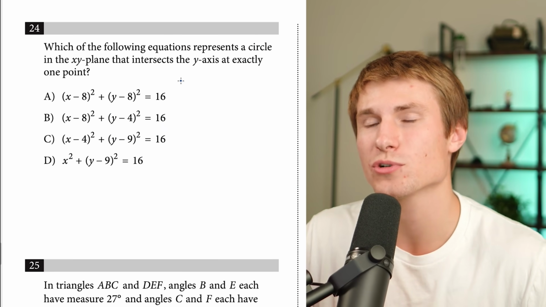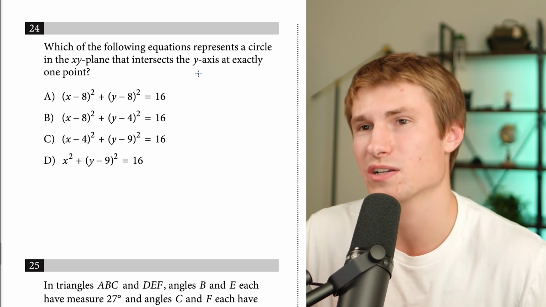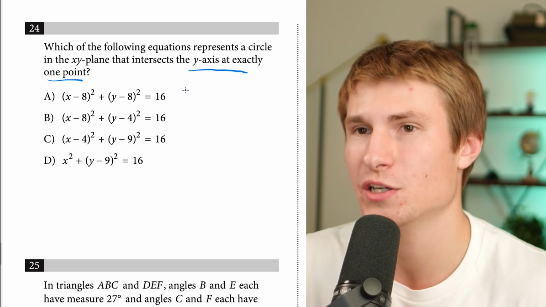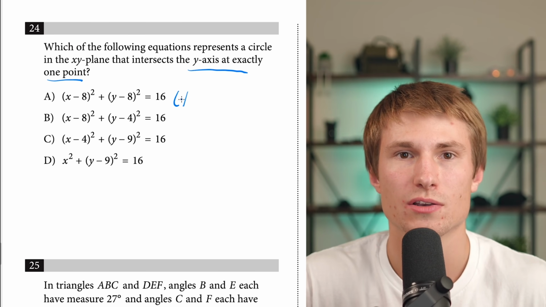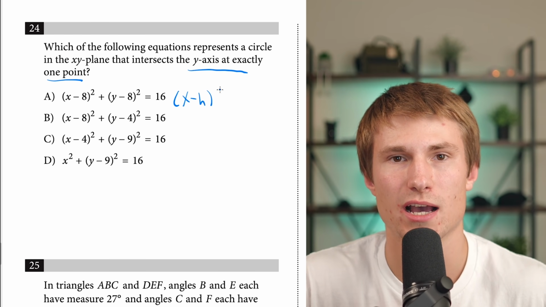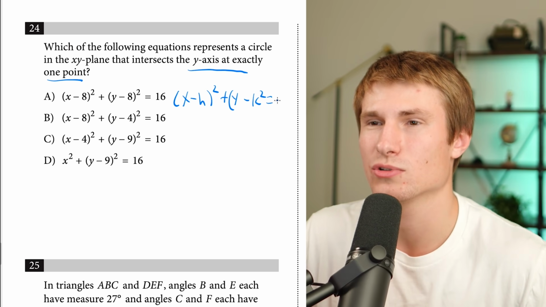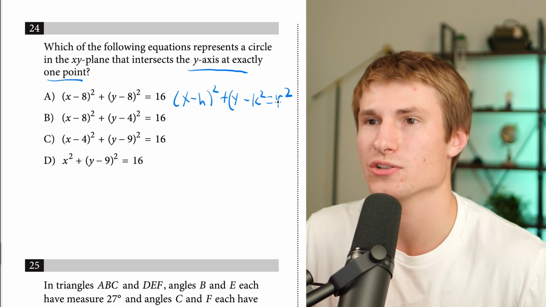Question 24 states, which of the following equations represents a circle in the XY plane that intersects the y-axis at exactly one point? Well, first, I'm going to quickly teach the circle equation to anyone who doesn't know it. So the circle equation we can write as this: (x - h)² + (y - k)² = r², where r is our radius.